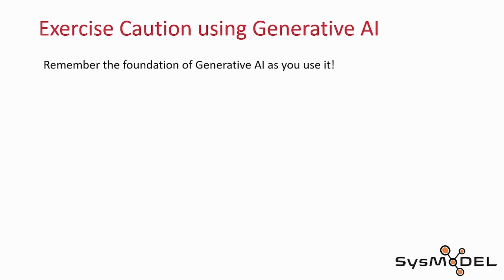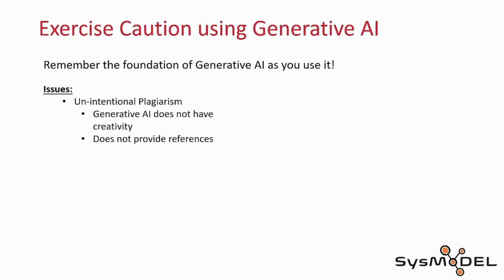However, we must remember the foundation of generative AI when we use it. There are many issues with using generative AI in an educational environment. The first and most important is unintentional plagiarism. Generative AI is trained off the internet. That means everything it provides you is a synthesis or direct copy of other people's work, without providing any references to where the information was taken from.